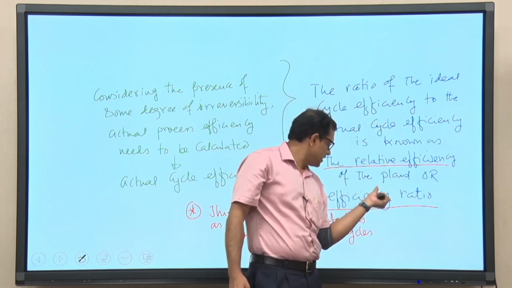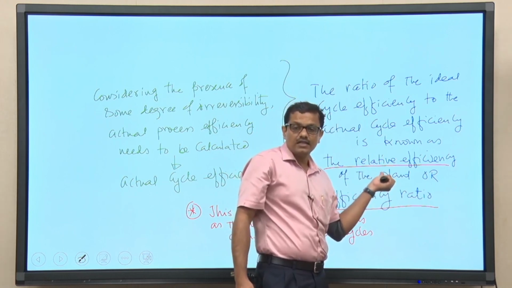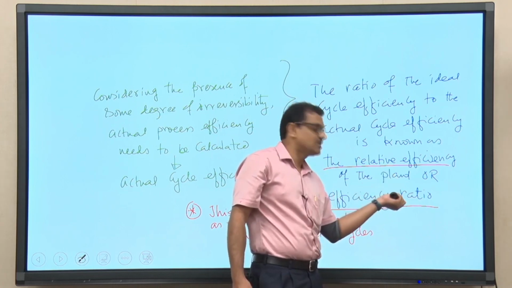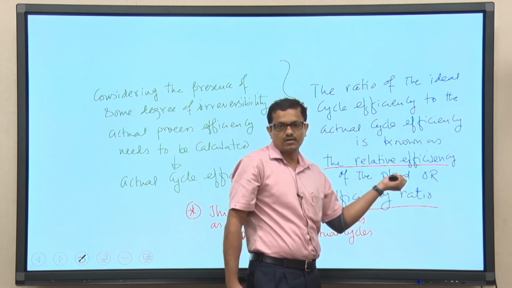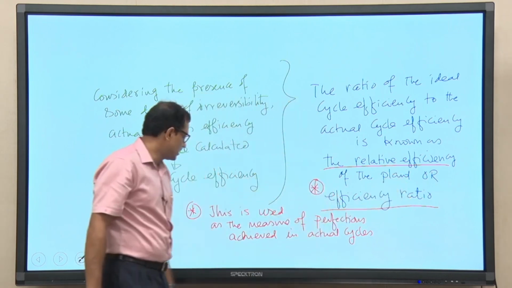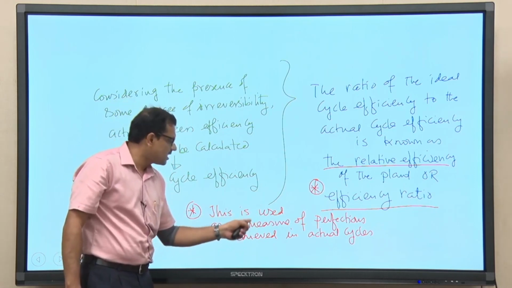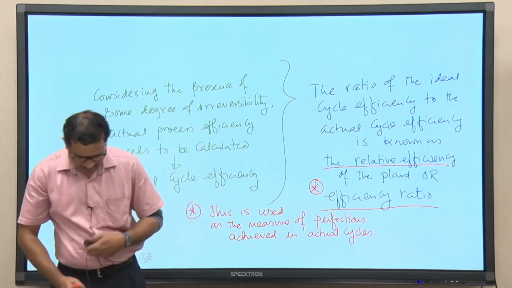So, basically if the efficiency ratio is equal to 1, our objective should be to reach an efficiency ratio equal to 1. That is not possible at all, but closer to 1. So, that is why we study this. That is why I have written, this is used as the measure of perfections achieved in actual cycles. Okay. You know that this is very important.